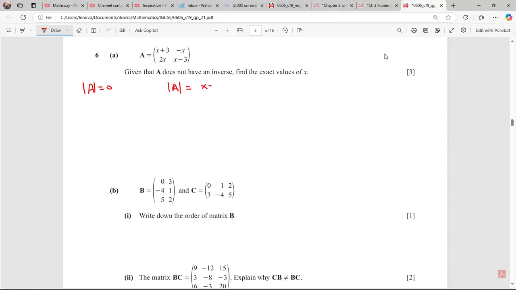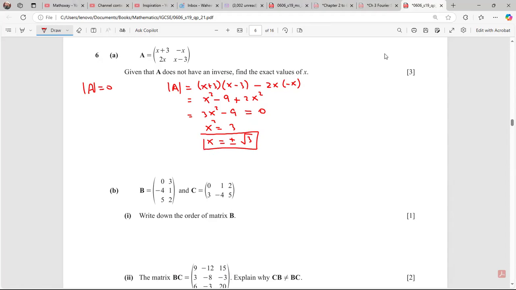So it is x plus 3 times x minus 3 and minus 2x into minus x, right? Okay, so this will become x square minus 9 and plus 2x square. And this is 3x square minus 9. And this must be equal to 0, remember? So x square is equal to 3 and x is equal to plus minus root 3. Okay, so for these values of x, this matrix will have no inverse.